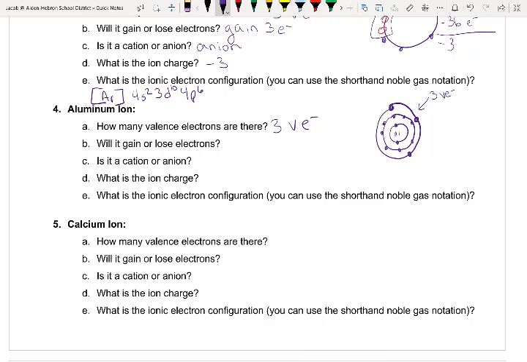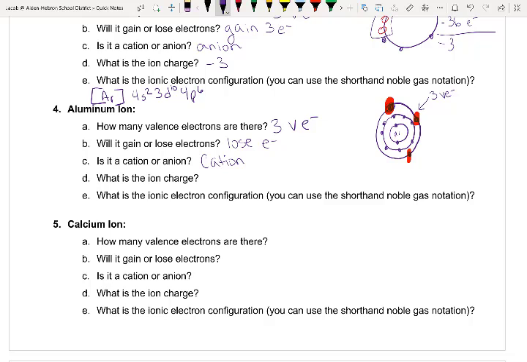It is going to be easier for it to lose those 3 valence electrons. So basically, this guy, this guy, and this guy are all going to be leaving, bringing it down a shell level. Okay. So this is going to be lose electrons. Because it's losing electrons and becoming positive, it is a cation. Remember, cats have paws, making them positive.